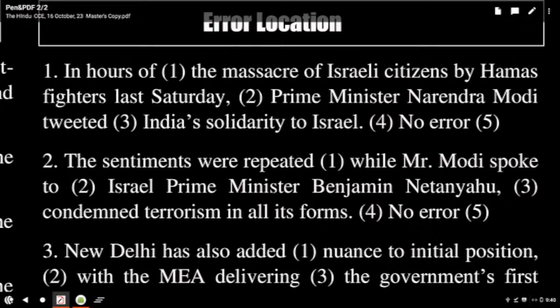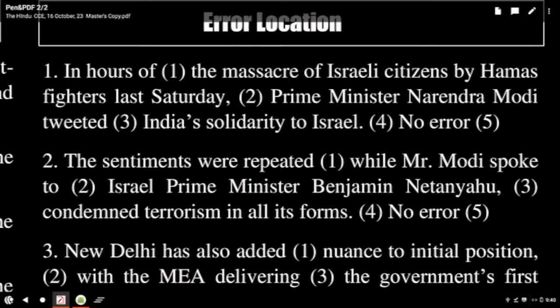Have you read the sentence? How many of you say there's an error in the first part? What is wrong with the first part? Is it in hours or within hours of? So change the word into within. Within hours of the massacre of Israeli citizens by Hamas fighters last Saturday, Prime Minister Narendra Modi, now tell me where is the second error? Tell the part, which part?